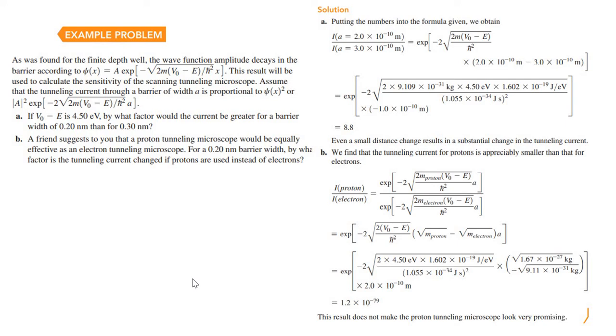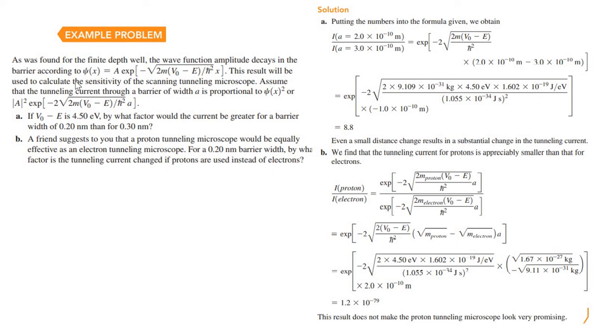Now a problem is there, an example problem, and the whole solution is there. So don't bother much about the right hand side initially. First let us try to understand the problem. As was found for the finite depth well, the wave function amplitude decays in the barrier according to this function. That's why I discussed this formula, you know? Decay. So according to this function, this part, the decay rate would be controlled. So it says that the amplitude follows this expression.